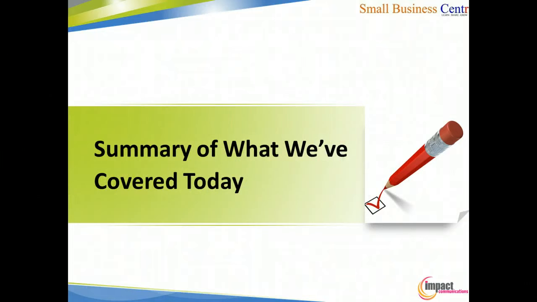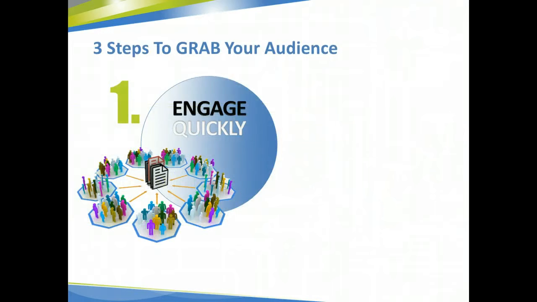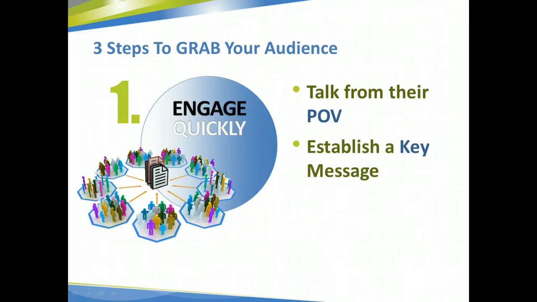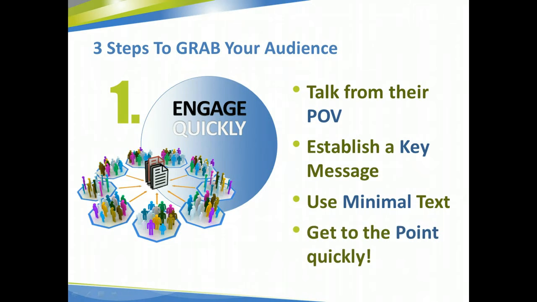So I'd like to summarize what we've covered in this webinar. We've taken a look at the whole purpose: when you are trying to sell somebody something, what's the formula? How can you actually grab your audience so that you can actually get their business? And the first step to grabbing your audience is to engage with them quickly. You want to get their interest. So you do that by talking from their point of view. You establish what's the single key message that you want them to hear, and you use minimal words and you describe it quickly. You get to the point quickly.